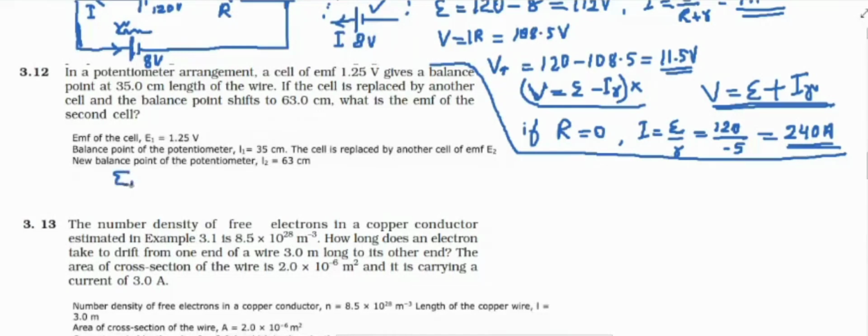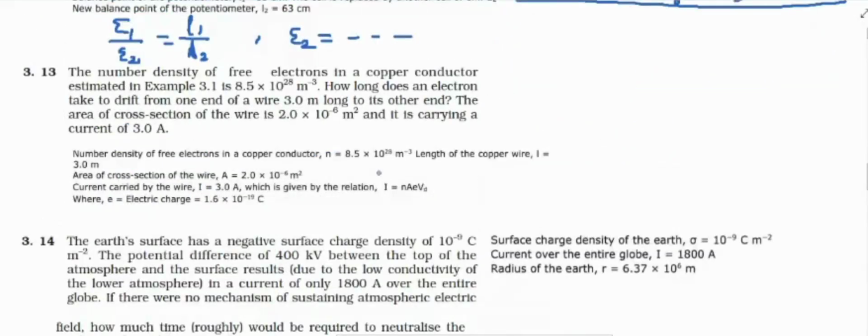You have epsilon 1 divided by epsilon 2 is equal to L1 divided by L2. L1 and L2 are given. Epsilon 1 is also given. Cross multiply the equation and find the value of epsilon 2. Then next, question 13.